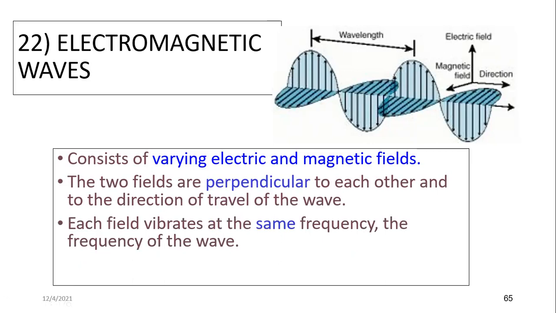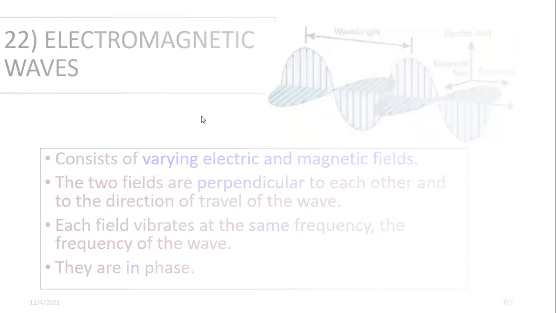Each field vibrates at the same frequency. That means the electric field and magnetic field vibrate with the same frequency. They are in phase. That means when this one goes up to maximum, the magnetic field will go up to maximum. If it's zero, both of them are zero. That's what I mean by same phase.